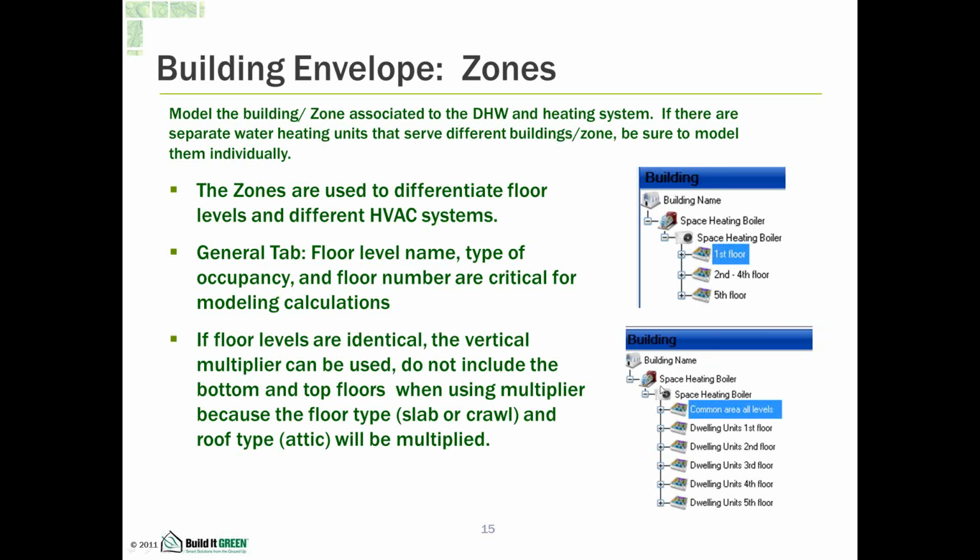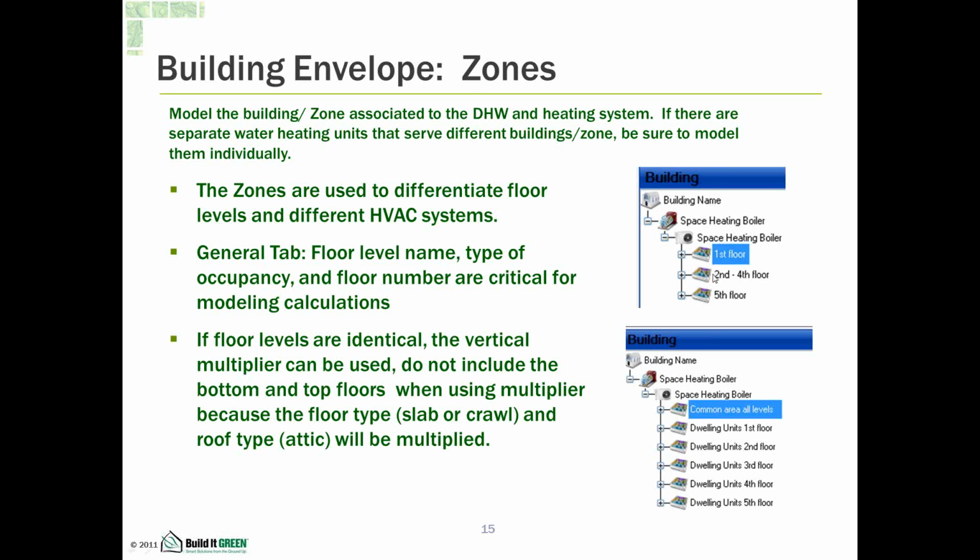Or you can do a level by level analysis. And the pros and cons with the multipliers is that it saves you time in having to model out multiple similar zones. But the con is if you have, let's say the 2nd and 4th floor had different bedroom numbers, you won't be able to capture that consistently, because Energy Pro is going to multiply what you say is the number of bedrooms for this specific floor and multiply that by 3.